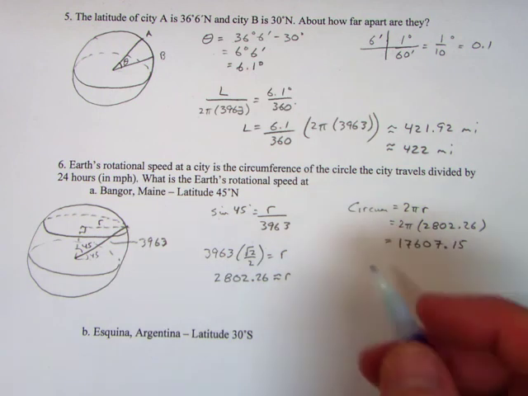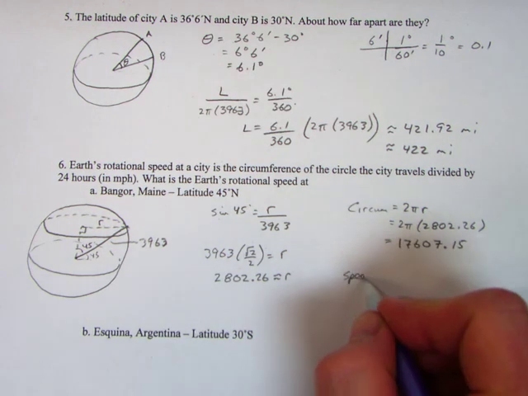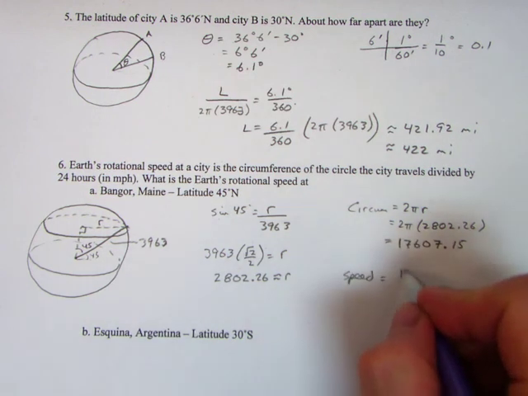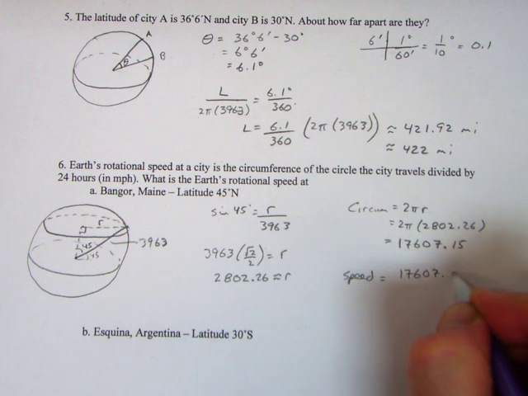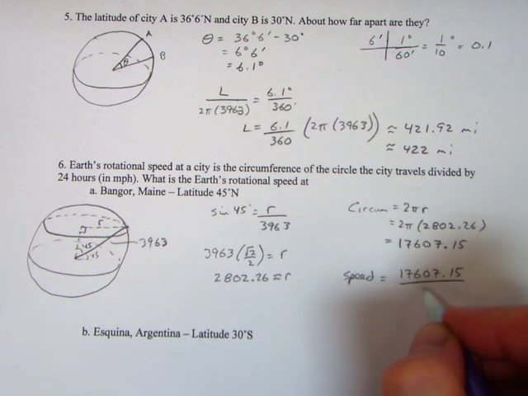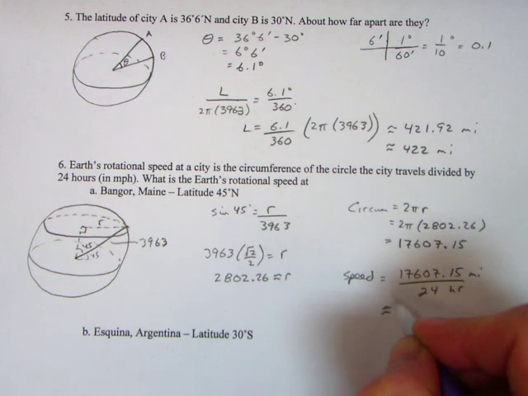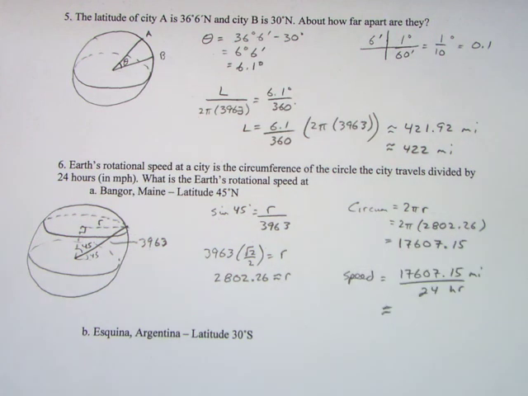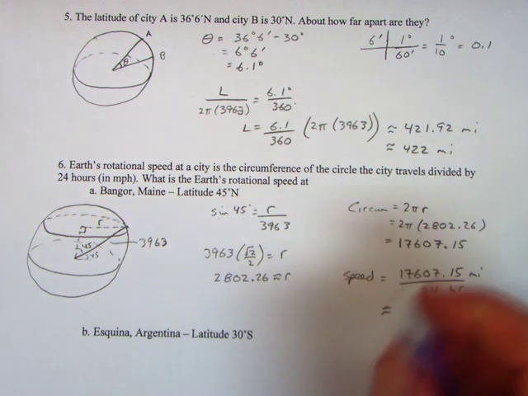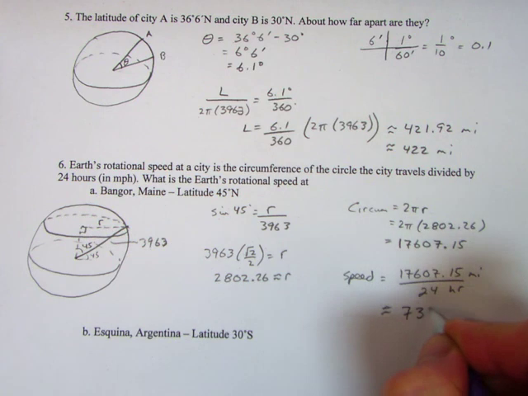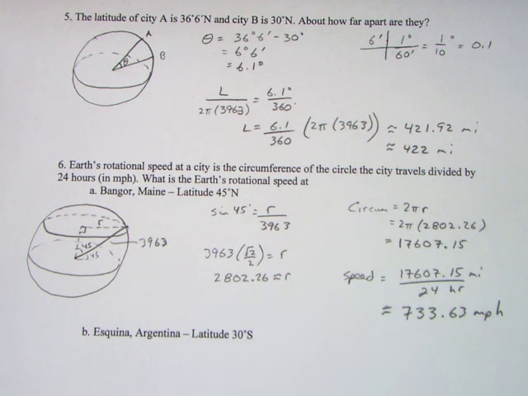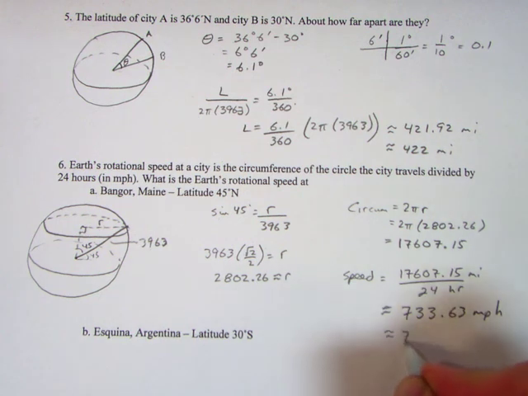So now what does it say that we're going to do? Our speed will equal that distance, 17,607.15. Again, I'm going to just use the whole number on the calculator, and we're going to divide it by, this is miles, we'll divide it by hours. And we get approximately, divided by 24, 733.63 miles per hour. Or about 734 miles per hour.